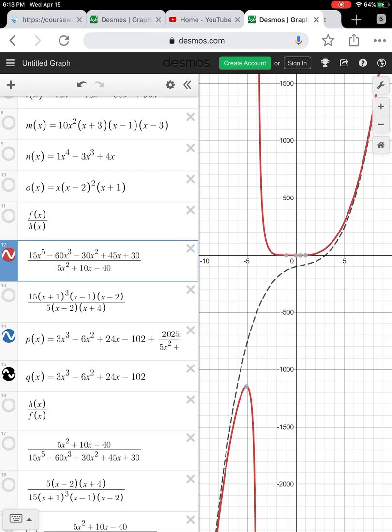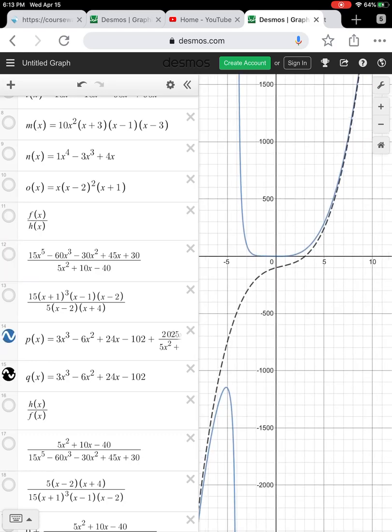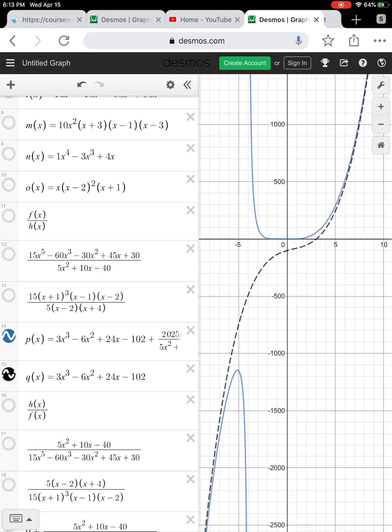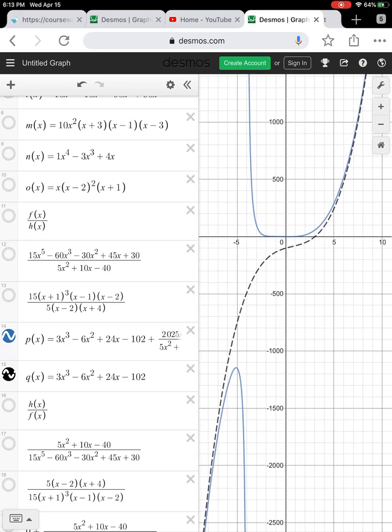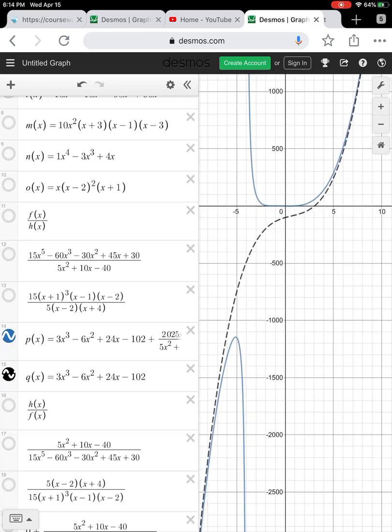If you actually do the division, you end up with this p of x here, and it shows what the end behavior will do. It actually follows this asymptote, the 3x cubed minus 6x squared plus 24x minus 102. So that's a little recap.